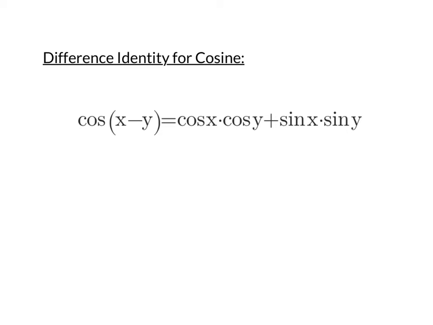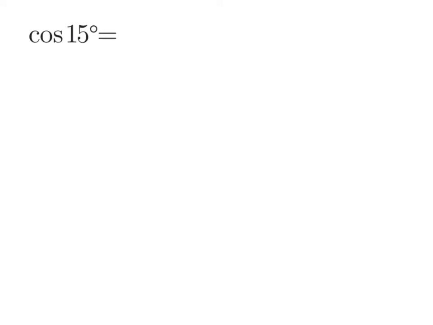What I say to help myself remember this is that cosine of x minus y is equal to cosine cosine plus sine sine. So if we want to find the cosine of 15 degrees, it's important to recognize that, first of all, 15 degrees is 45 degrees minus 30 degrees. Those are two nice angles that we know about, and so it's a good way to look at that cosine of 15.